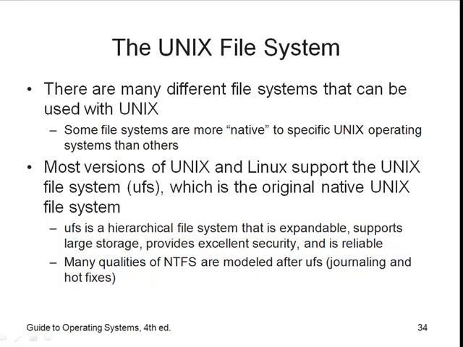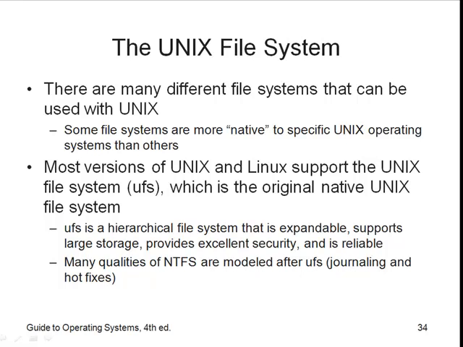The Unix file system, well, there are some differences in the Unix file system from the Windows default file systems. There are many different file systems that can be used with Unix, for starters. Unix, in many ways, is a very versatile operating system. There are file systems that are more native to specific Unix operating systems than others. Some versions of Unix and Linux support the Unix file system, or UFS, which is the original native Unix file system. UFS is what was originally put on the first release of Unix.